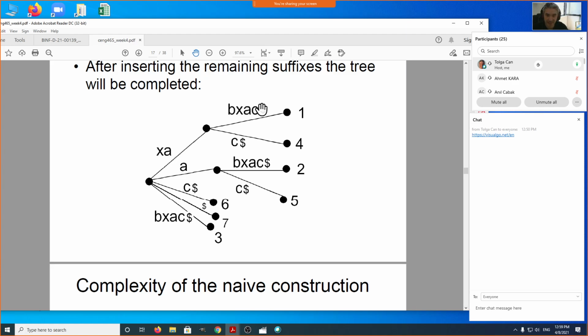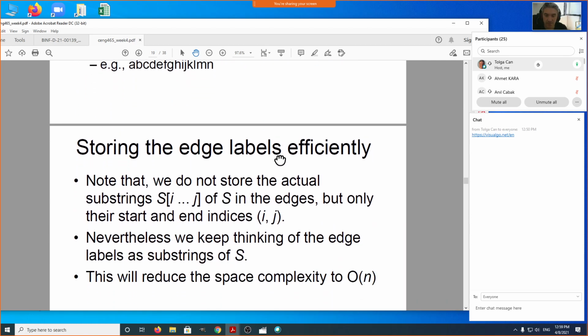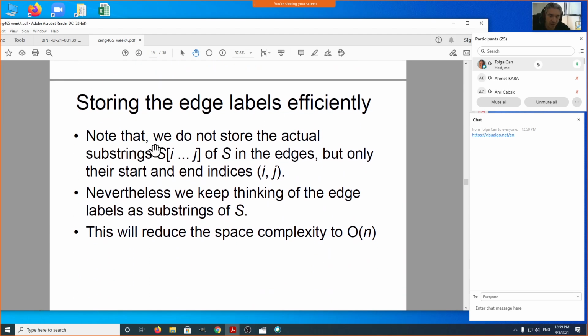So if we just replace these actual labels, which are strings, with just integer indices of those substrings, it will lead to a linear time space complexity. Okay, so yeah, this is what this slide is about. We can store edge labels efficiently, and this will reduce the space complexity to O(n). You may argue that it's actually O(n) times the alphabet size, because we haven't discussed the alphabet size here.